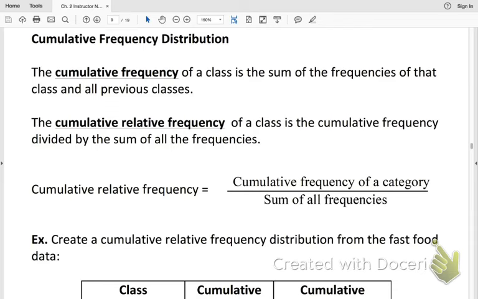And for cumulative relative frequency, we're just going to divide the cumulative frequency by the total number of data values that we have, right? The sum of all frequencies in this case. And so let's go ahead, for that same fast food data, and create a cumulative frequency histogram. Or first, a cumulative frequency distribution.